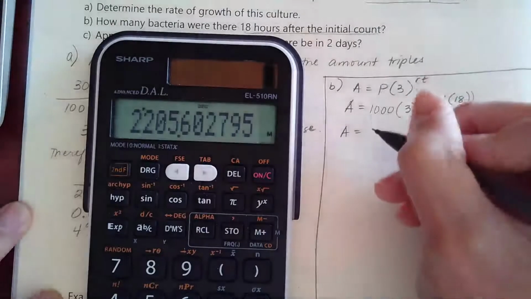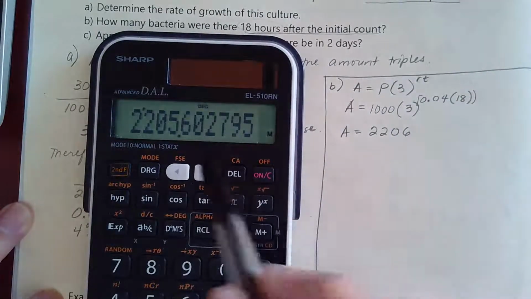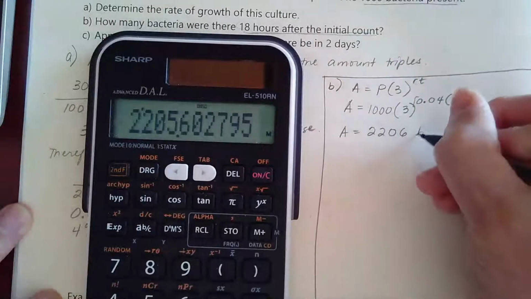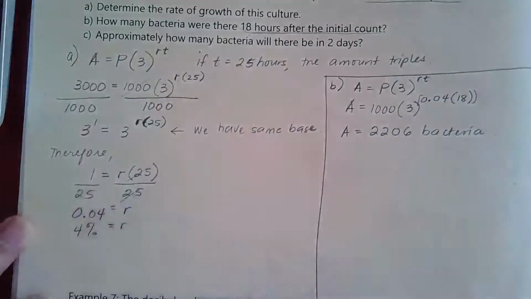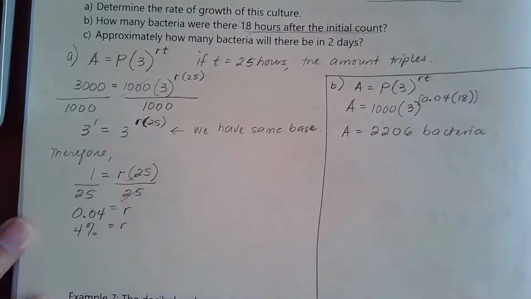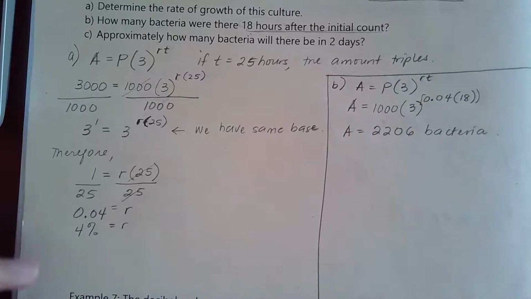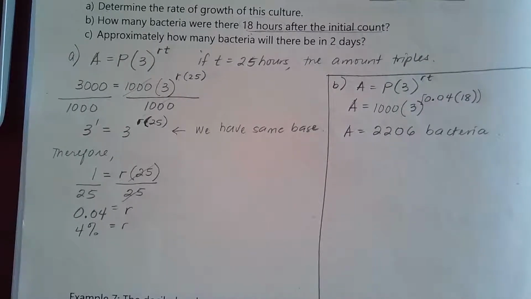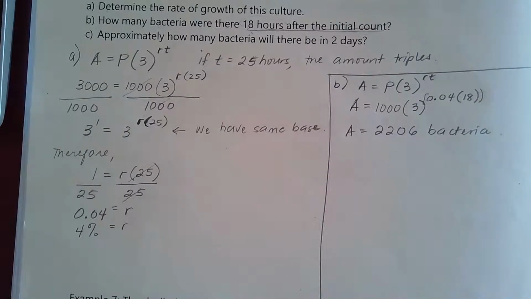Okay, so I got 2,206 bacteria. I'll give you a moment to try that. If you are having questions about how to use your calculator, you can email me, or if you're watching right now and you didn't get the same answer as me, say so, and we'll try to help you out.